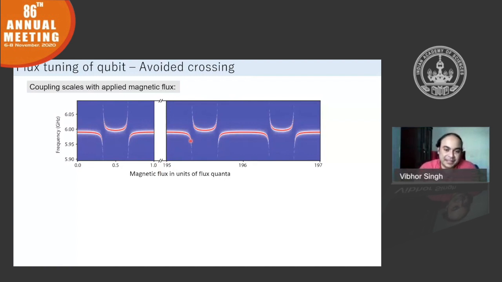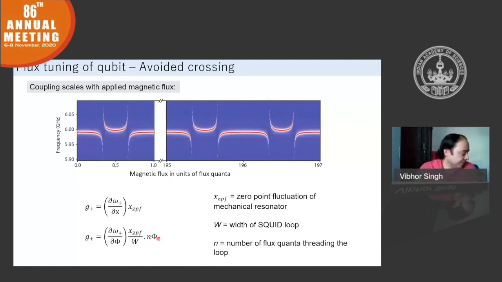The coupling between mechanical motion and qubit mode is also largest when you operate at a higher value of magnetic flux. That's easy to understand: given a large amount of magnetic field, a small change in displacement will result in a larger change in flux. So the coupling between mechanical motion and the cavity or qubit would be largest when we apply a large magnetic field or large magnetic flux. That's the idea, and mathematically one can also see it: the electromechanical coupling between the mechanical mode and the qubit scales with the number of flux quanta that are passing through the loop.